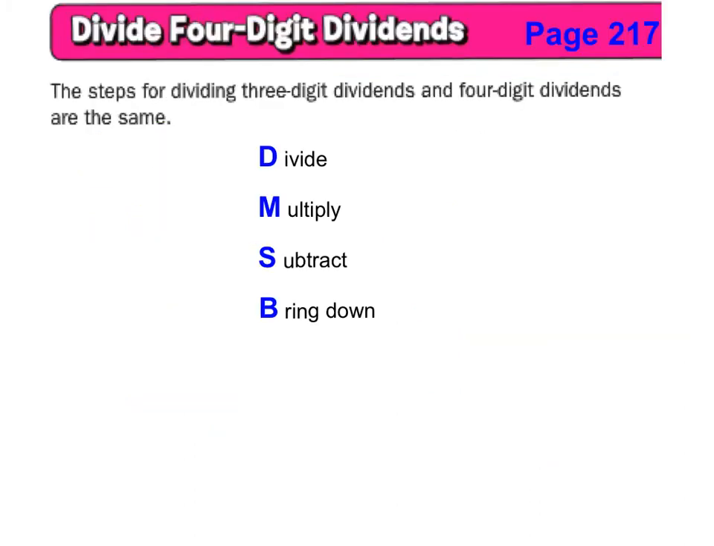Moving on to page 217, we're doing the exact same things. It says divide 4-digit dividends. We're just using some bigger numbers here. We have a 3-digit dividend and a 4-digit dividend, or a 5-digit or a 10-digit, however big the numbers are. Follow the same steps. Divide, multiply, subtract, bring down.